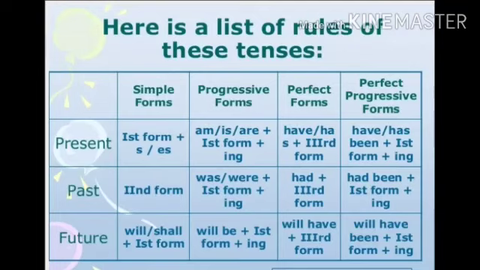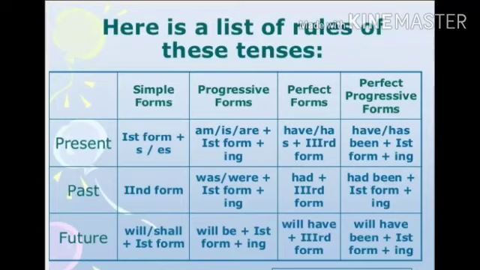At last, have a quick revision of all the 12 kinds of tenses. We are having 3 kinds of tenses: present, past and future. In simple present tense, we use first form of the verb plus s or es. In the continuous tense, we use is, am, are and verb's first form plus ing. In the present perfect, we use has or have and third form of the verb. When we talk about the present perfect continuous tense, we use has been or have been plus first form of the verb plus ing. Now come to the past tense.